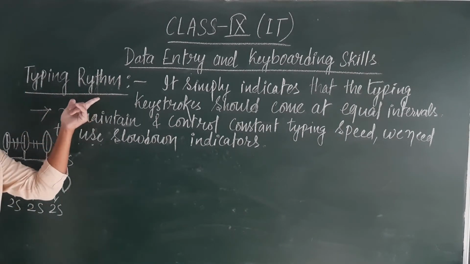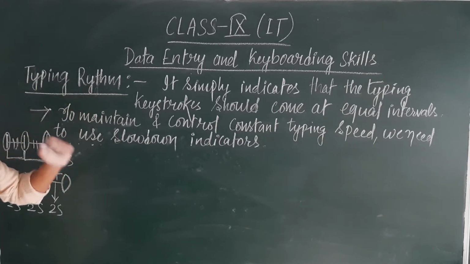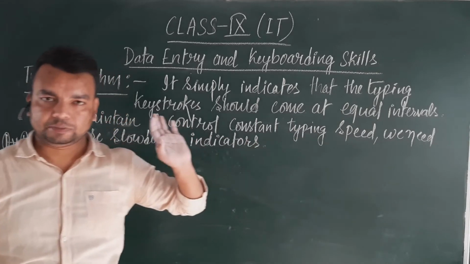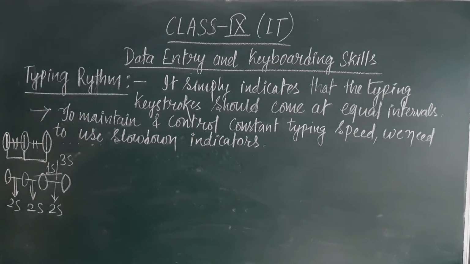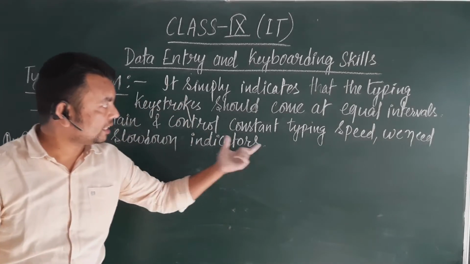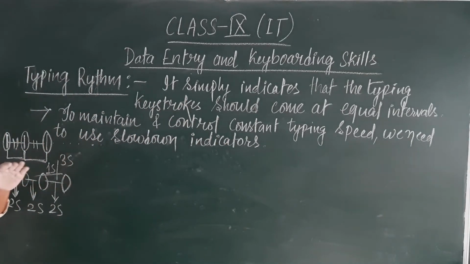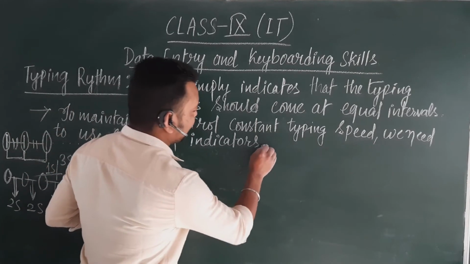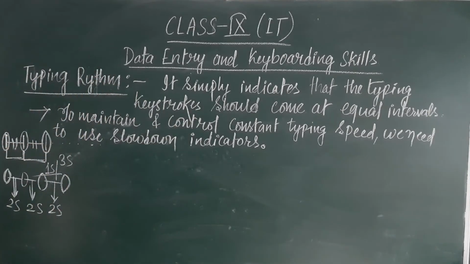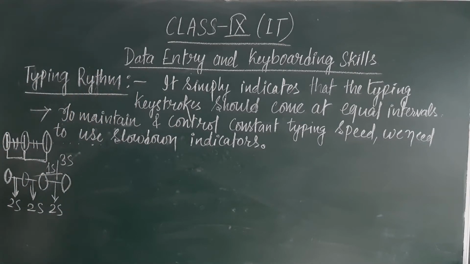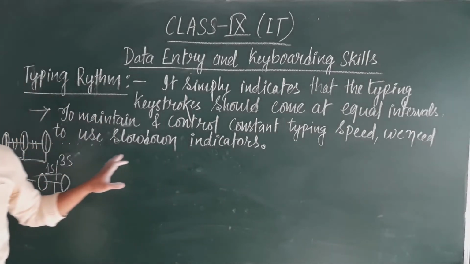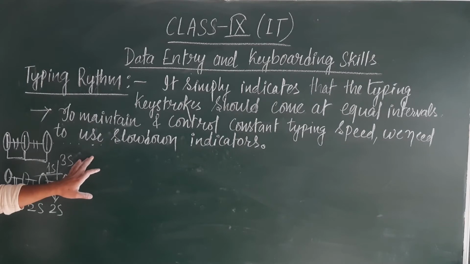This can also be illustrated by another name, which is called typing rhythm. Now, in order to maintain and control a constant typing speed, with keystrokes at regular and equal intervals, we need to use certain indicators which are also known as slowdown indicators. That means, in order to maintain a rhythm in our typing, we need to use certain kinds of indicators, which are also considered as slowdown indicators.